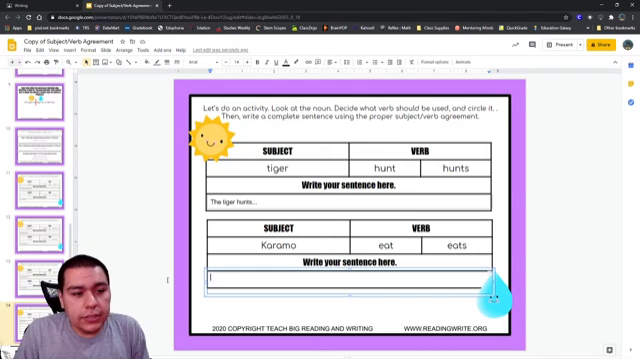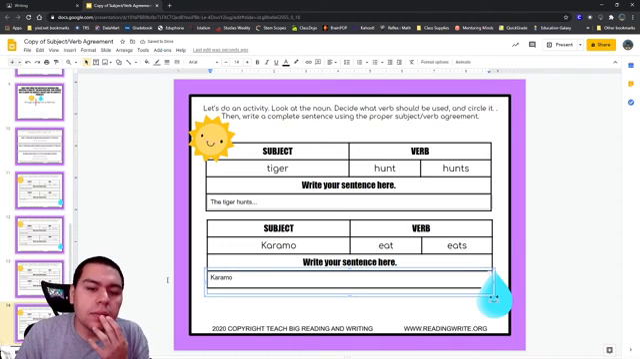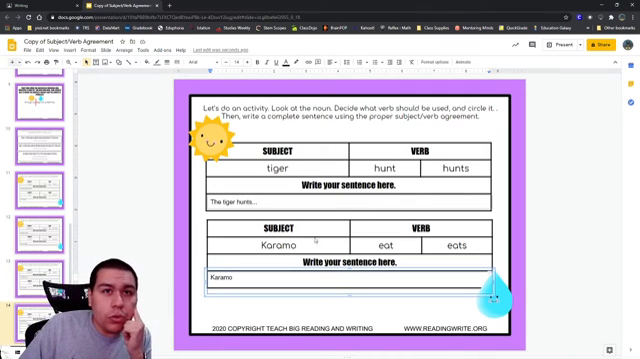And our last sentence. Karamo. So Karamo, who can tell me what verb matches with Karamo? Eat or eats? Jaylene, what verb would match with Karamo? Eat. So it should be Karamo eat.